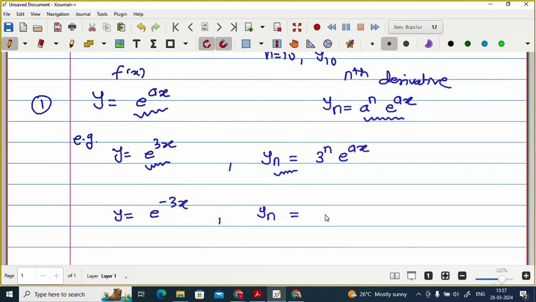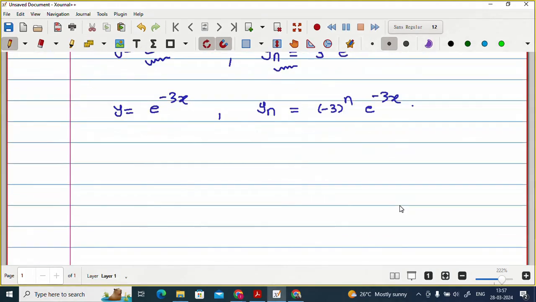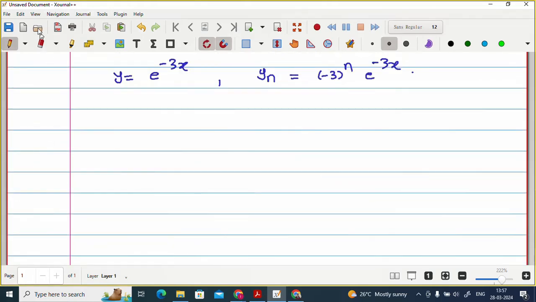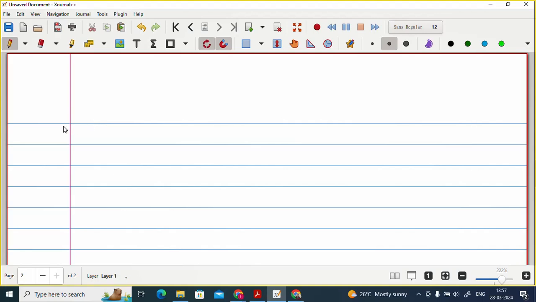Y is e raised to minus 3x, then yn will be minus 3 raised to n e raised to minus 3x. Okay, so in such a way we have the formulae. First of all we will enlist those formulae which are important, and then accordingly we will see the examples. So we write down these formulae.